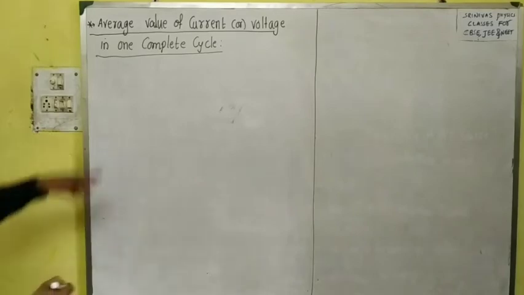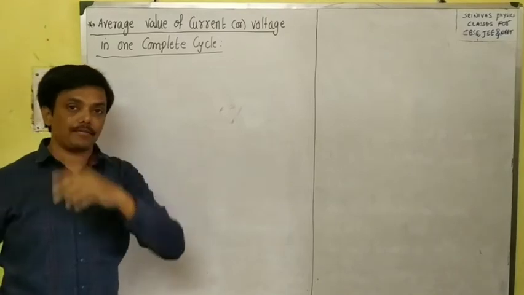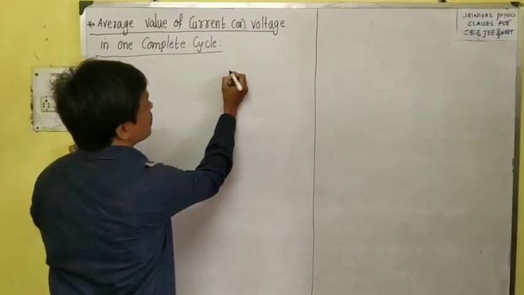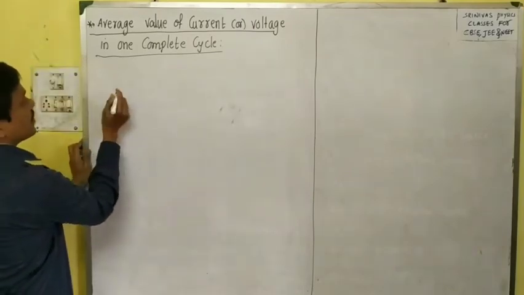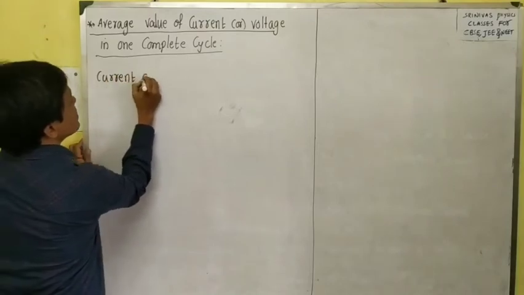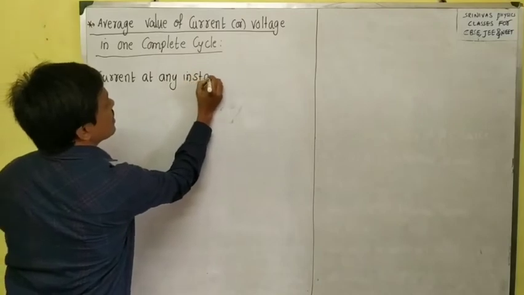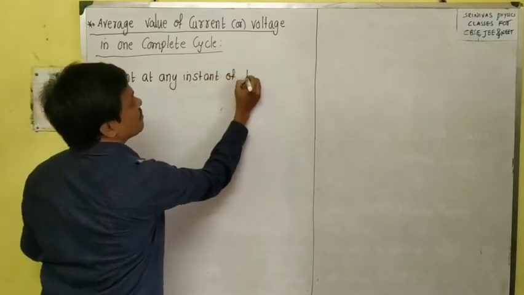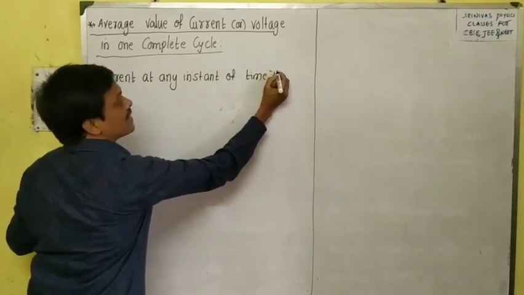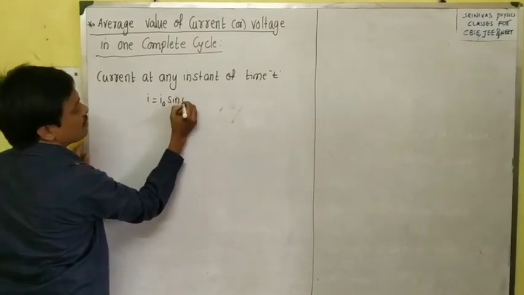Okay, I am going to find out the average value of current or voltage in one complete cycle. How do we find the average value of current? There is a mathematics formula to find the average value of a function. The current at any instant of time, the instantaneous AC current, we write as I equals I naught sin omega t. The current is a function of time.